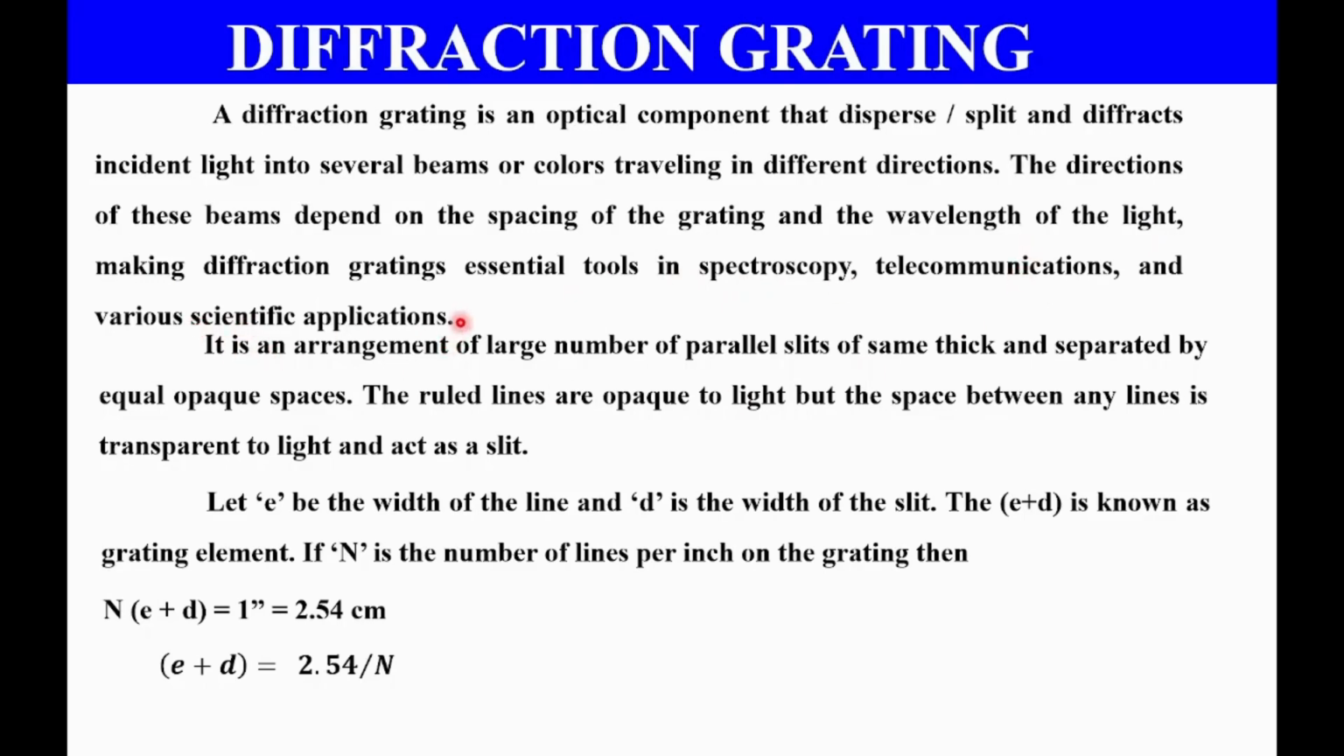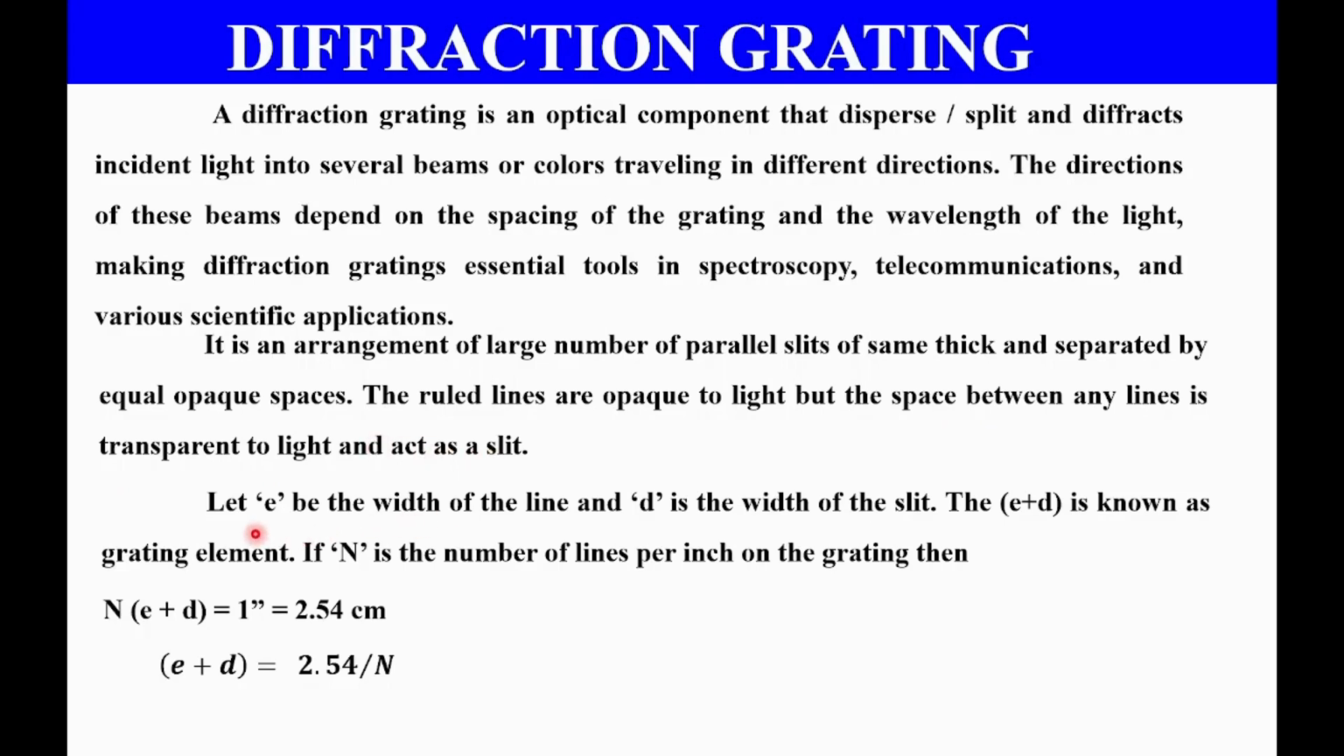Now we can discuss diffraction grating, and how we get the diffraction equation. It is an arrangement of a large number of parallel slits of the same width. These slits are separated by equal opaque spaces. The ruled lines are opaque to the light, but the space between any two successive lines is transparent to the light. Therefore, whenever light is incident on the grating, each and every space acts as a slit.